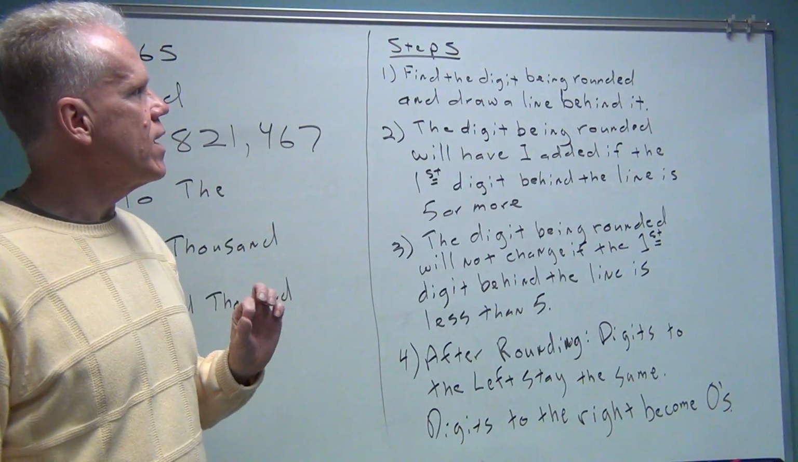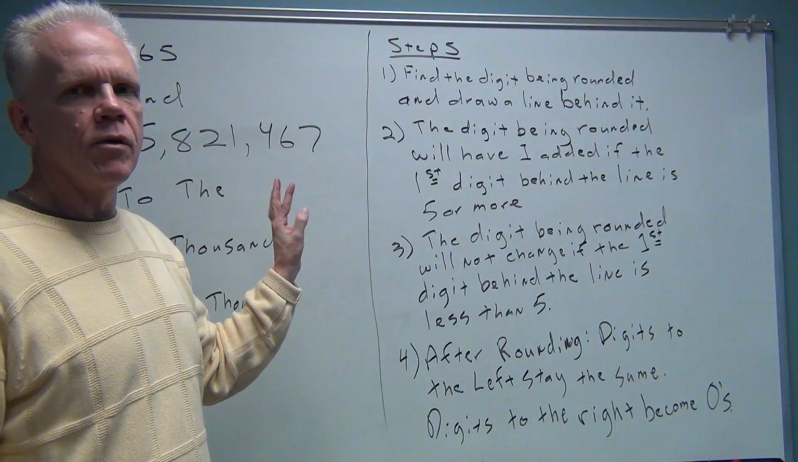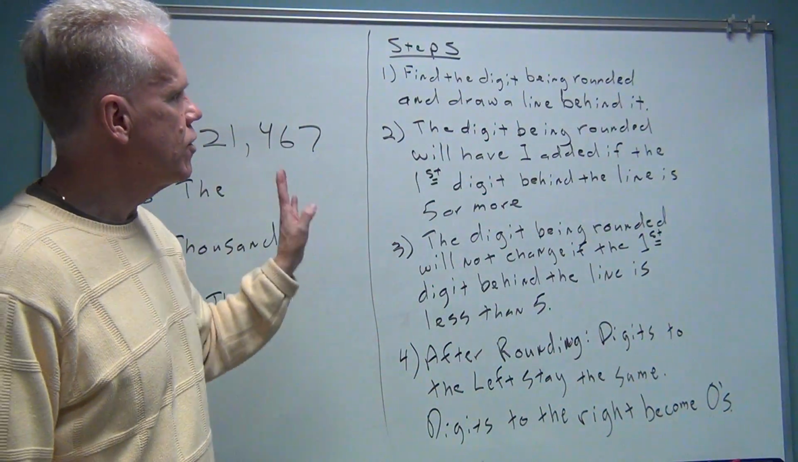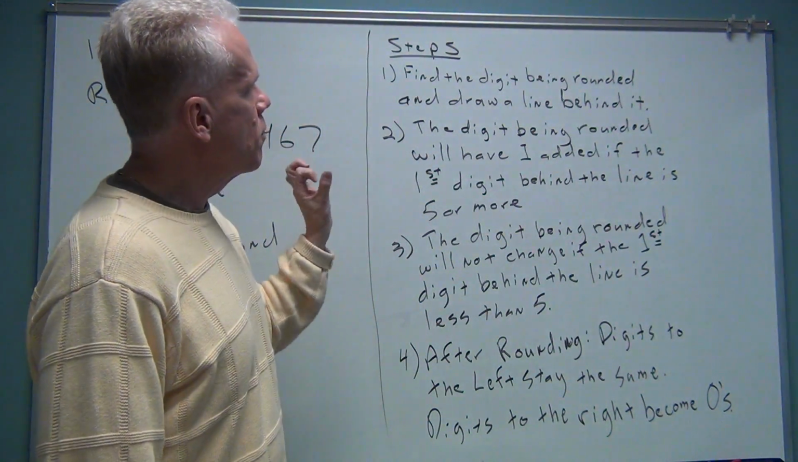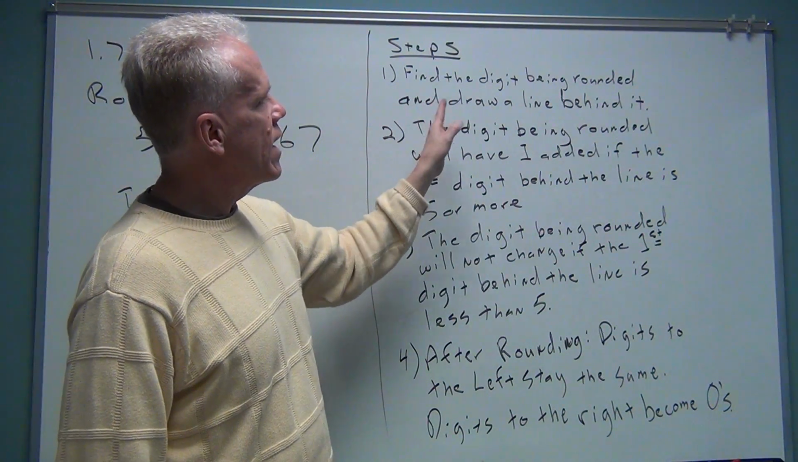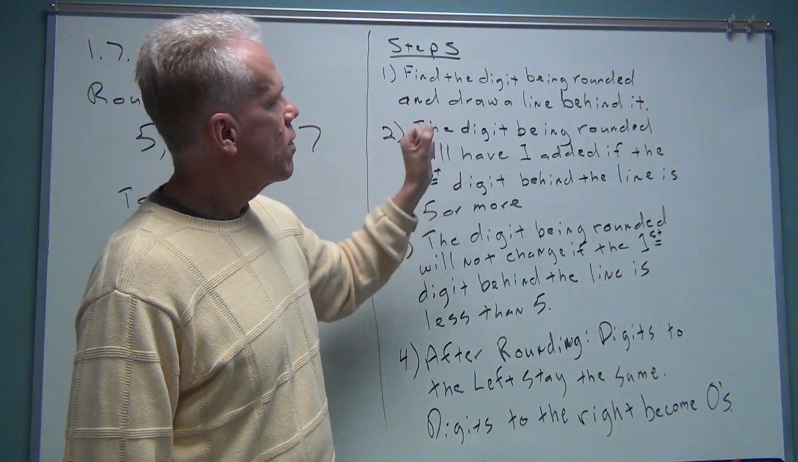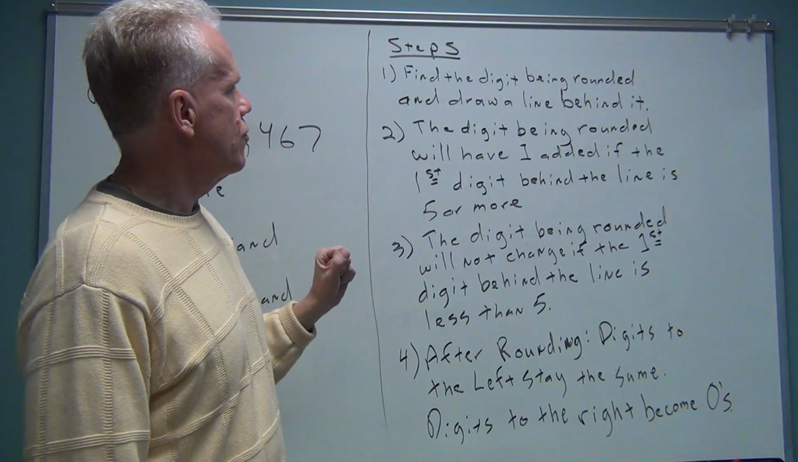I've got 4 steps. I'll run through them very quickly and then we'll use them on a problem, but I'm going to erase this off here very quickly so you can pause and catch this. When we're rounding a number, first we want to find the digit that's being rounded, and draw a line behind it. You'll see that in just a second.